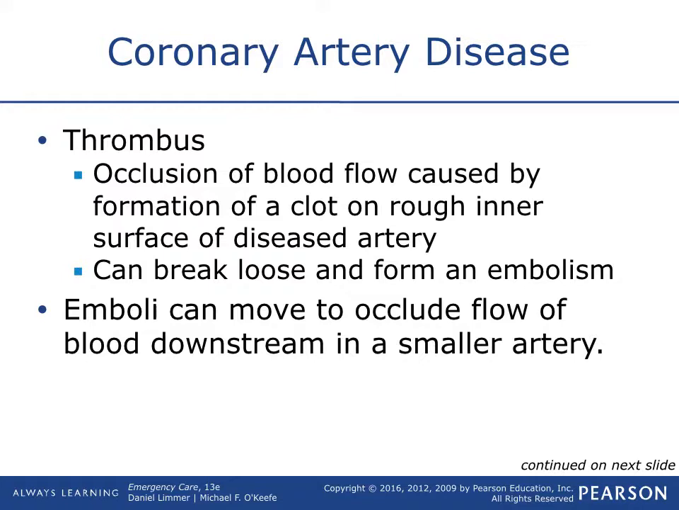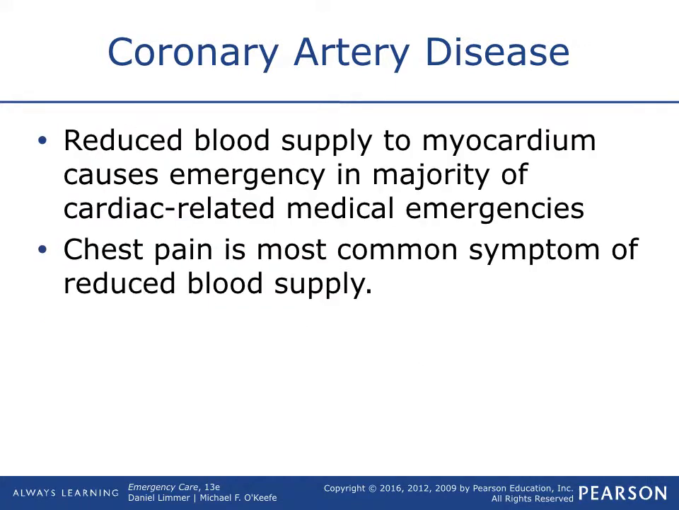That's where pulmonary embolism happens. It can happen in the brain, it can happen anywhere really. An emboli can move to occlude flow of blood downstream in a smaller artery. So that emboli can move, and then it can jam up in a smaller artery somewhere and stop the blood from flowing there.